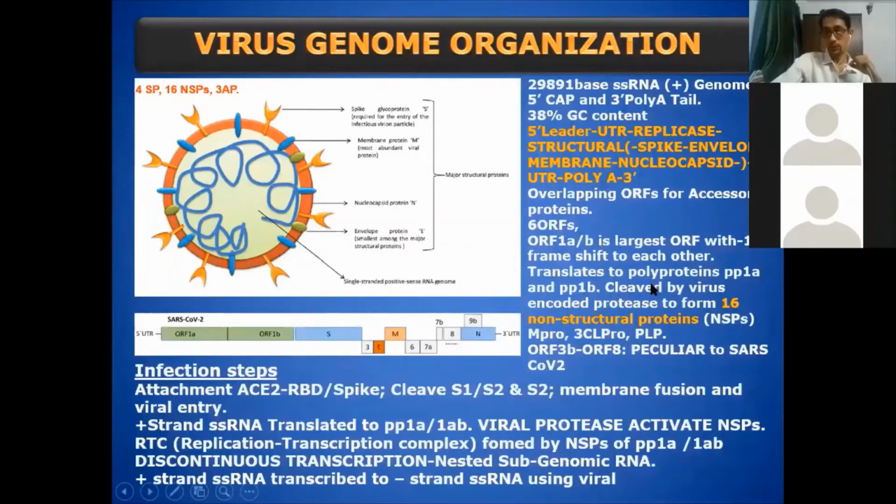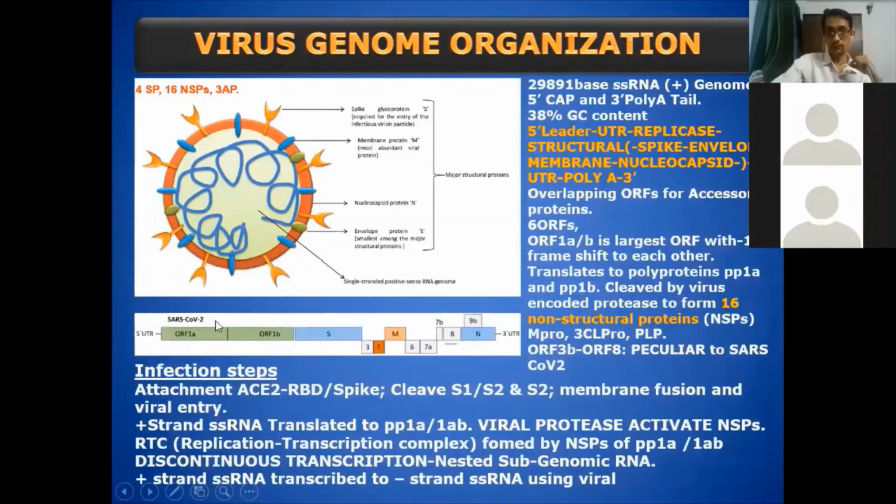The polyproteins are cleaved by virus-encoded proteases, which come from 4 of the 16 non-structural proteins. These are the main protease, or the 3C chymotrypsin-like protease, and the papain-like protease. ORF3, ORF3B and ORF8 are very peculiar to SARS-CoV-2 in sequence. These are the most peculiar sequences, which are a little different from the SARS virus of 2003.